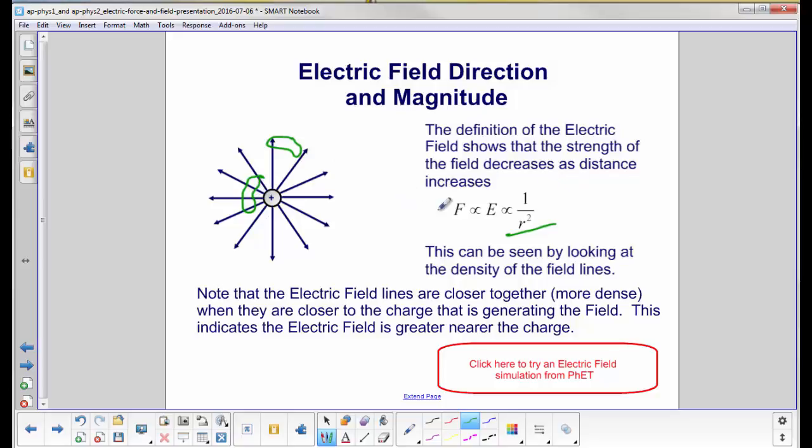If you want to try this, there's a fantastic simulation from PhET from the University of Colorado. Please click on this and it'll enable you to create your own electric fields with multiple charges.